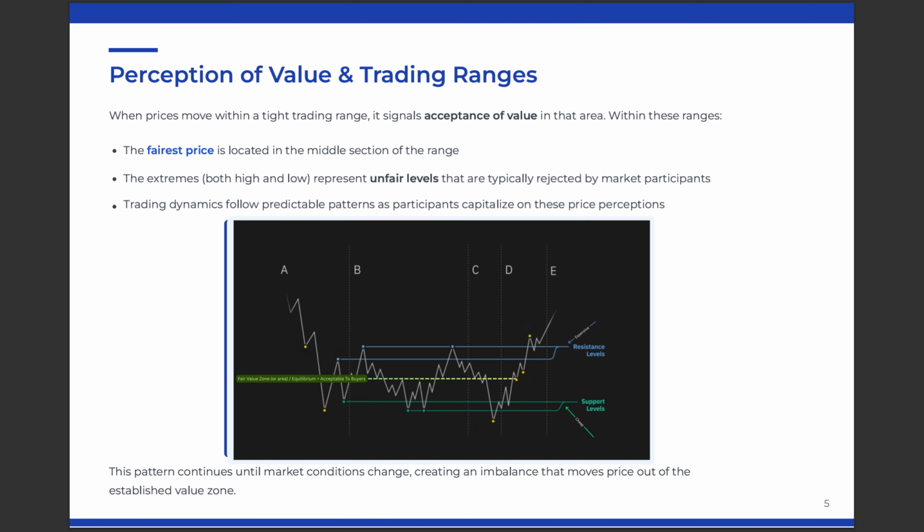Here's a fascinating insight that'll change how you see trading forever. When prices move in a nice, comfortable range, it's like a negotiation between buyers and sellers. The fairest price sits right in the middle. We call this the value area. But here's the clever bit. When prices move to the extremes, one side always thinks it's unfair. Buyers see high prices as expensive. Sellers see low prices as cheap. This creates that beautiful range-bound trading where smart money buys low and sells high.